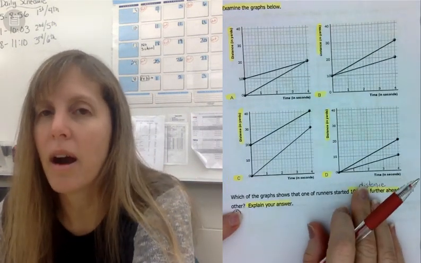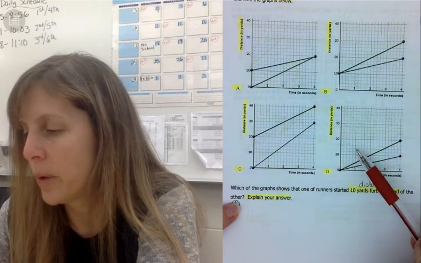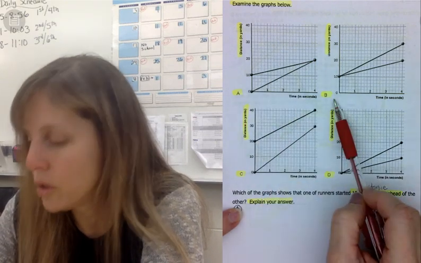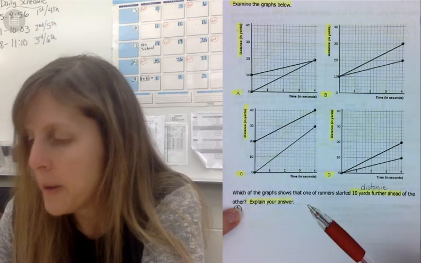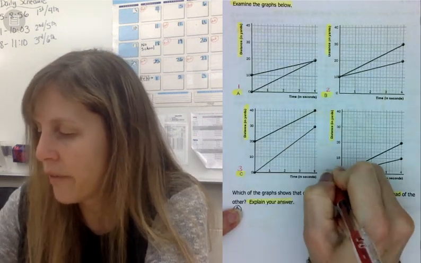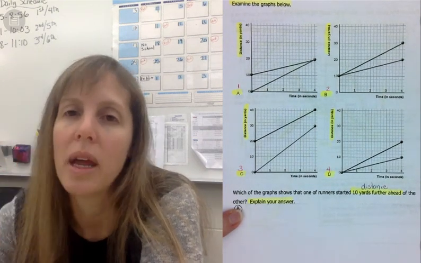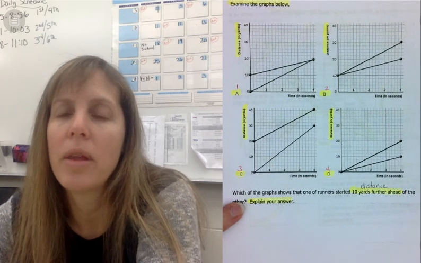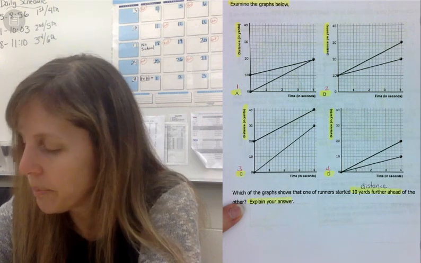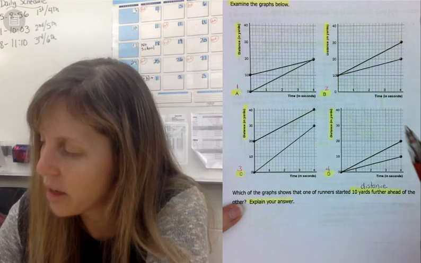All right, here are 4 graphs. We have graph A, B, C, or D. I'm going to ask you to use your fingers and hold up 1, 2, 3, or 4. Okay, so I'll change this to 1, 2, 3, or 4 so that you can figure out and express yourself and tell me which one of the graphs you think shows that one of the runners started 10 yards further ahead of the other, and explain your answer.